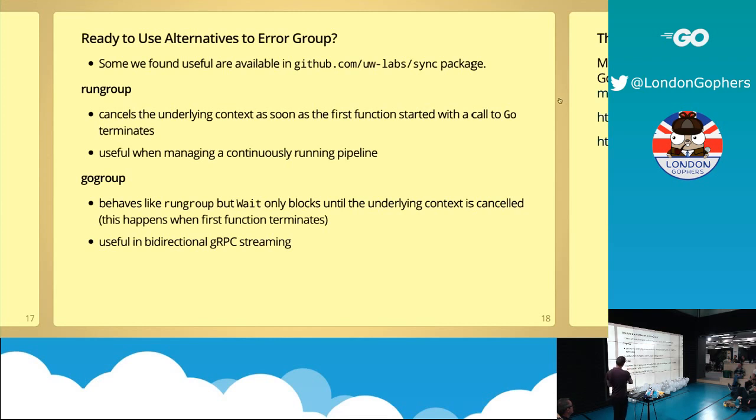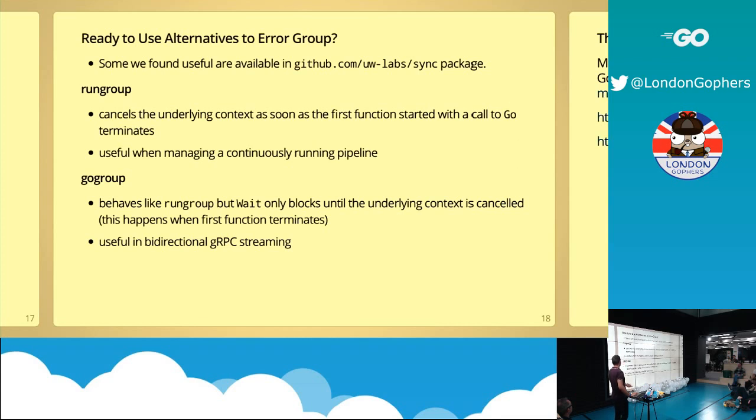If you want some other alternatives which we made and found useful, we have a run group primitive which behaves like error group, but it forces you to use context, because you don't have to use the context if you don't need it. In run group, the context is cancelled as soon as any of the Goroutines started in the group terminates. So this is useful for running pipelines if you want to terminate cleanly in some conditions. Let's say you have a pipeline and you need all the pieces to be running in order for normal execution, and then if one of them returns, then you can just initiate a clean shutdown.